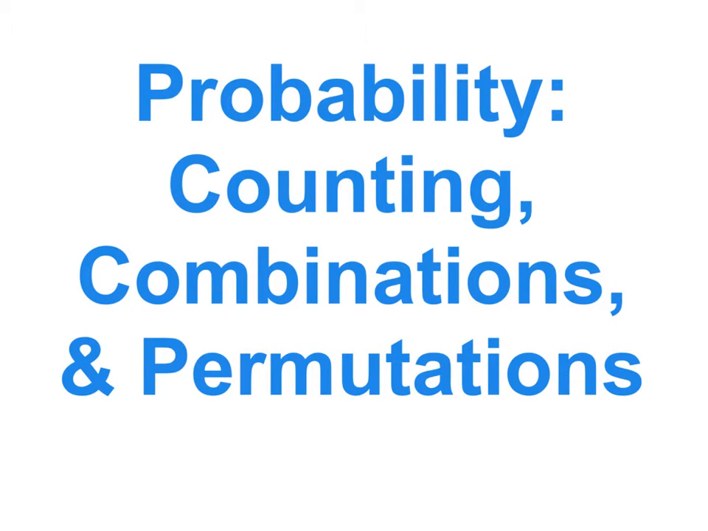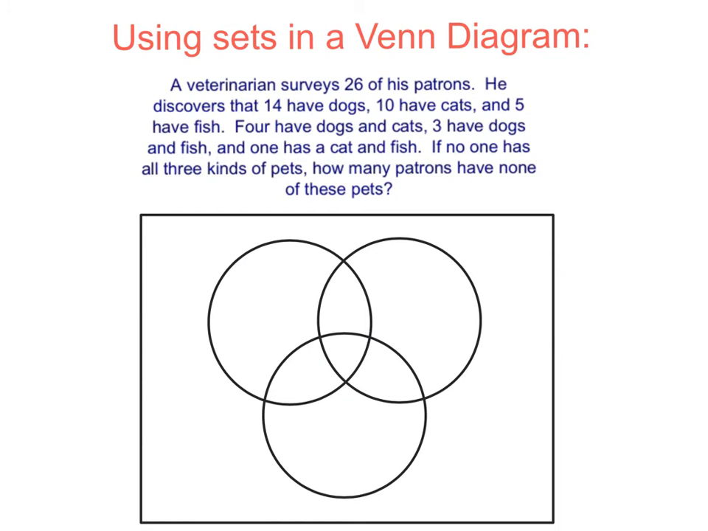In this video, we're going to discuss the basics of probability, which are counting, combinations, and permutations. So the first thing I want to talk about is using sets in a Venn diagram. A set is just a way to organize numbers or a collection of things. And you've probably seen a Venn diagram before. It's probably been a little while, but it's a way to organize sets of information that overlap with one another.